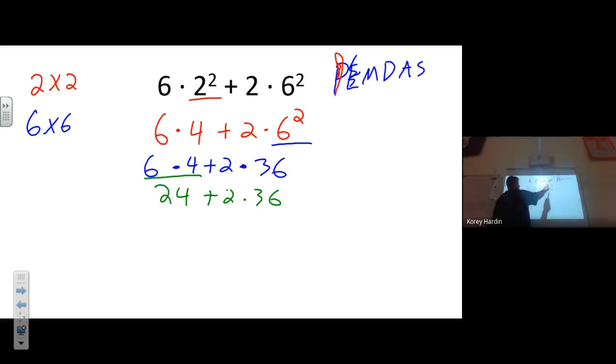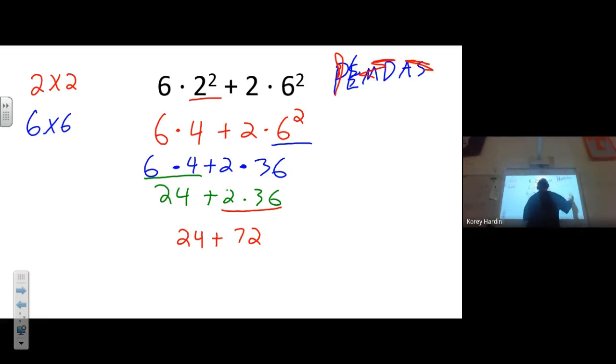Now, I'm still on multiplication or division, so I've got to multiply that. 2 times 36 is going to give me 72. So 24 plus 72. Lastly, I'm on adding and subtracting now. I add 24 plus 72, and when I add 24 plus 72, I get 96.